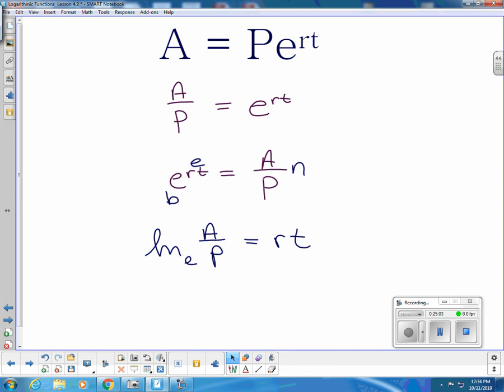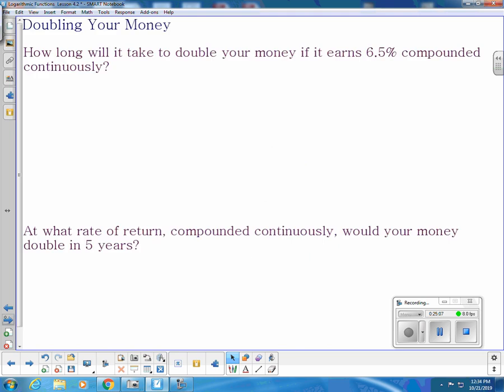So PERT is not, bodies do not decompose continuously, but we do make money compounding continuously. So how long will it take to double your money at 6.5% compounded continuously?